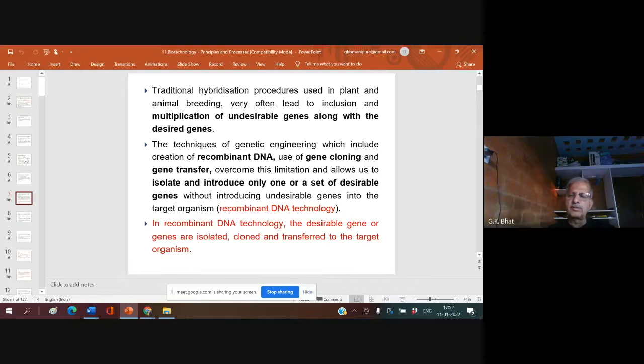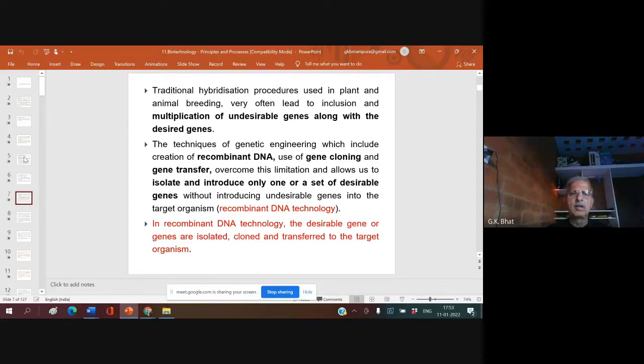Blessy, have you understood this? Aisha, Rafa, yes, sir. Tanusri, Jayasri, have you followed this? Whenever we cross two organisms, to bring the desired genes together, along with the desired genes, undesirable genes also come, which we cannot prevent. I hope it is understood, Tanusri.